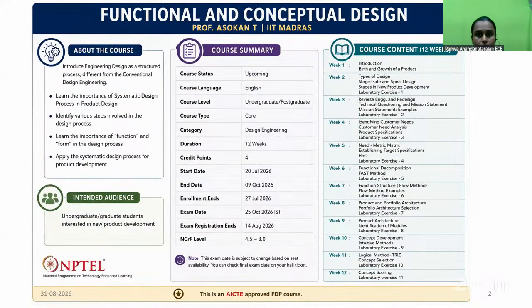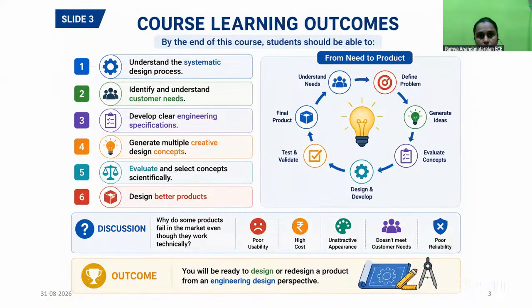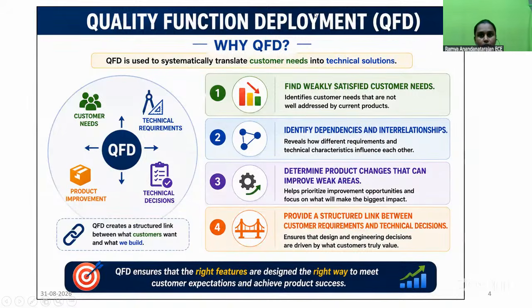We have already seen week 1 to week 5, and today we'll be discussing HOQ from week 5 and week 6, which is on functional decomposition and FAST method. We've already discussed the course learning outcomes. Let me move on to today's topic, which is quality and quality function deployment, that is QFD.